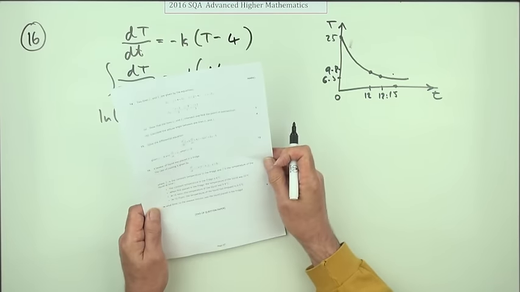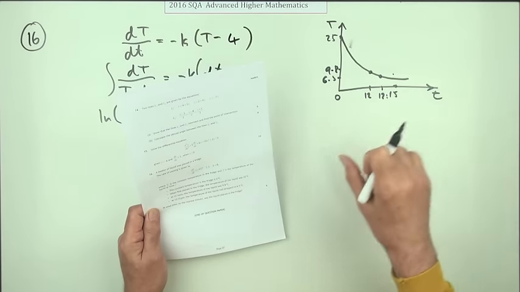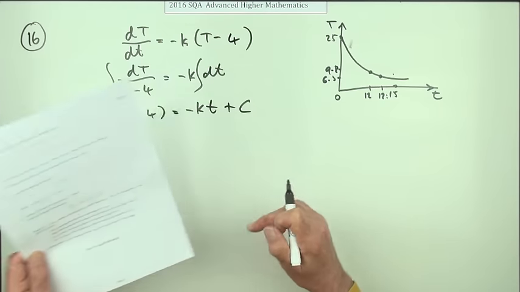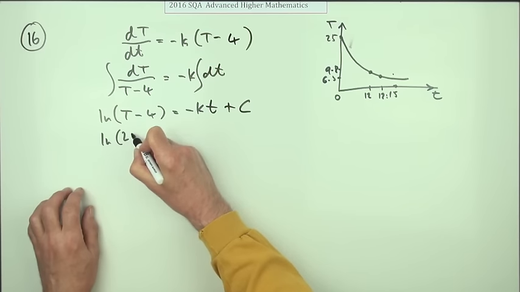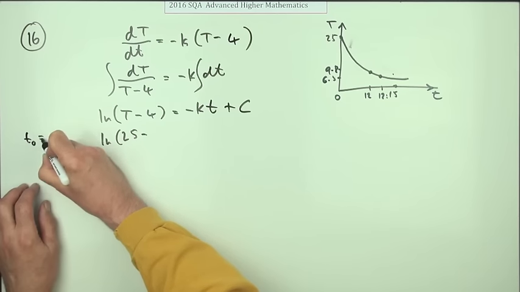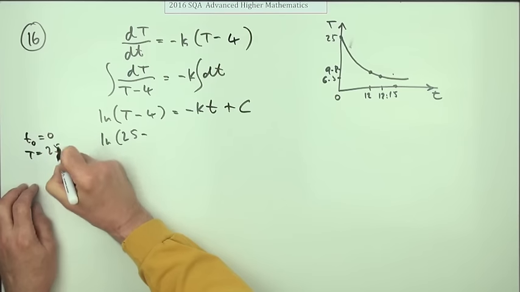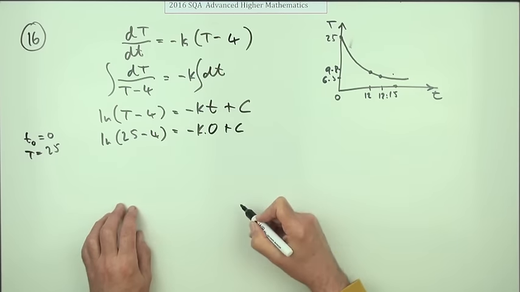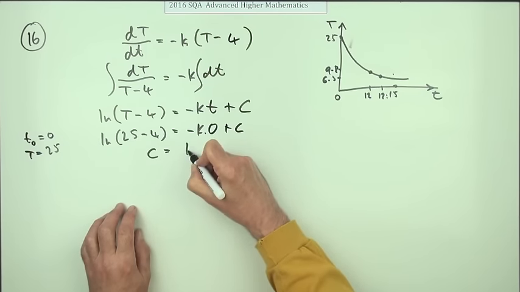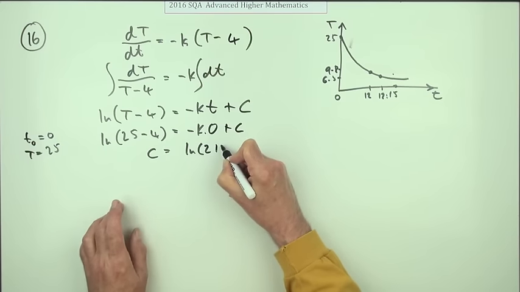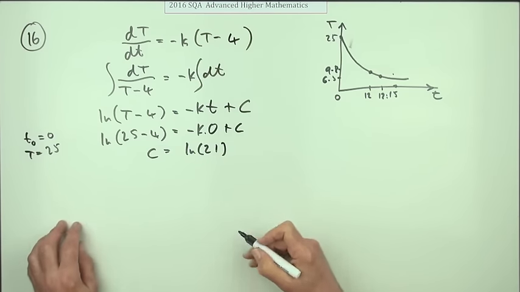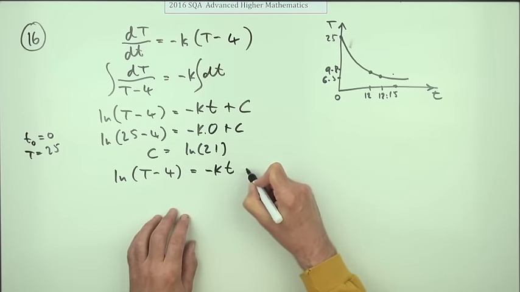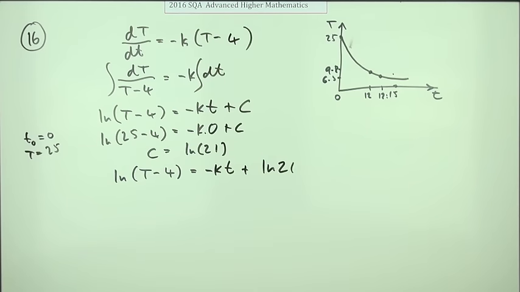That's what it says. When first placed in the fridge, so that's the start of the timer. Ka-ching. I don't know when it was, except it was before noon. At the start of the timer, its temperature was 25. So we've got this. ln of 25, at time t naught, which is 0, the temperature is 25. 25 minus 4 is negative k times 0, plus c. So straight away, c is ln of 21. Don't actually need the brackets, which means I've got this equation then. ln of T minus 4 is negative kt plus ln 21. Getting somewhere.